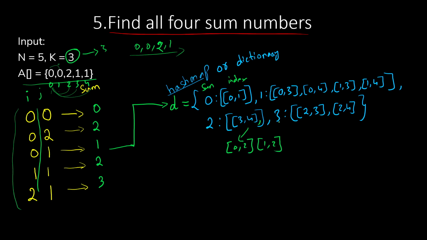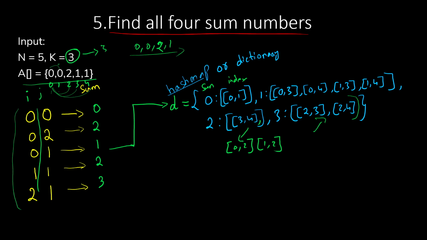Now coming to the 3 part here, summation of 3. How many such index pairs are there that give the summation of 3? 2, 3 index is written. 2, 3, and 2 and 1 is 3. Fine. And again one more pair is there, 2 and the 4th index, 1. Both of them are mentioned here. So all the sum values and index pairs have been included. So this will be our final hash map.